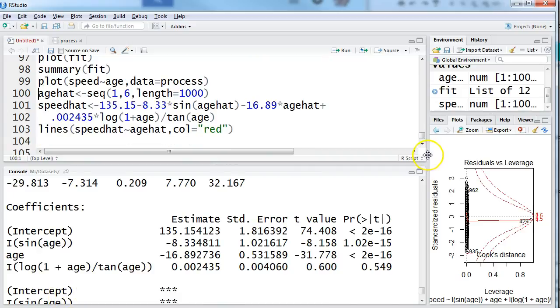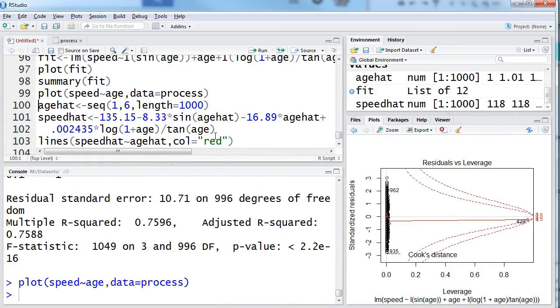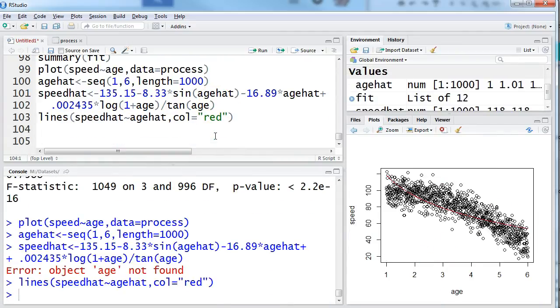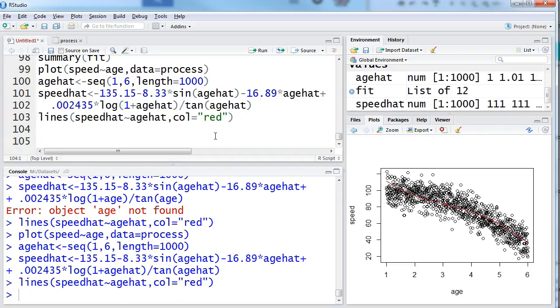Let's make my plot window larger again. And I want to see what that picture is going to look like. Object age not found. Hang on. We got to make these age hats. Okay, try it again. Yeah, that looks pretty weird. There's a little tiny red spike right here that's somehow picked up. I don't even know what it's doing there. That doesn't quite seem to fit the data, but it's not as bad as I thought.